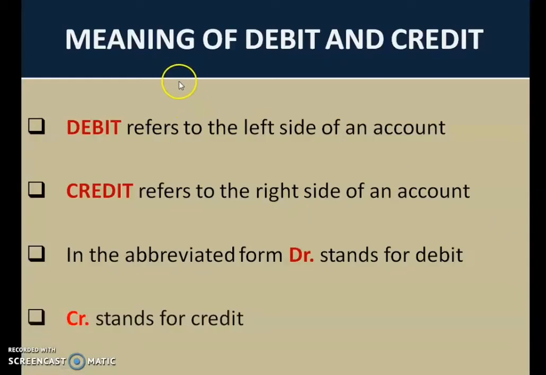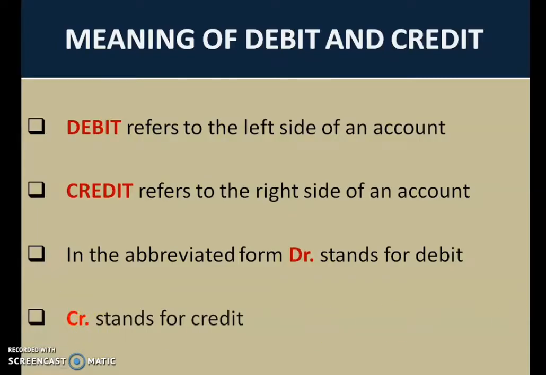So first of all, you have to know the meaning of debit and credit. Debit refers to the left side of an account and credit refers to the right side of an account. The short form we usually use for debit is Dr., and credit we usually write as Cr.